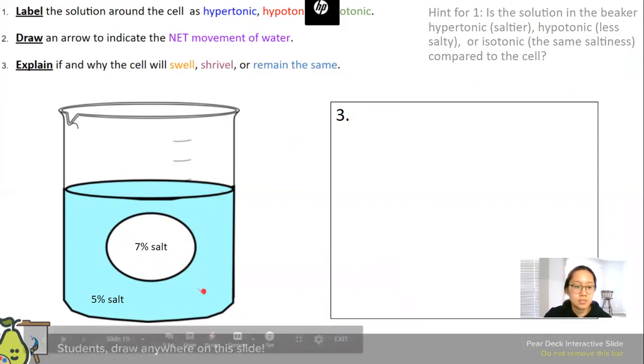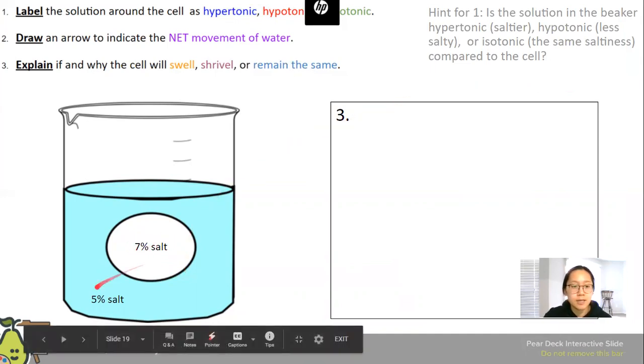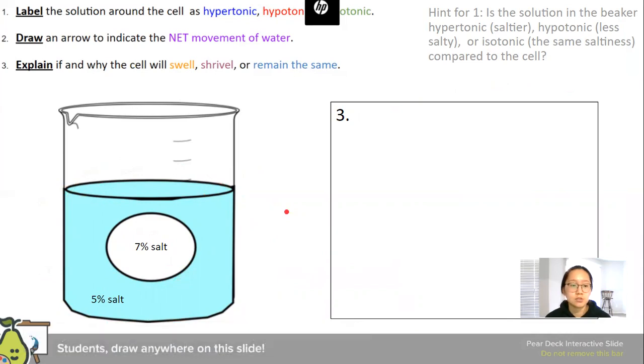So you're going to look at the numbers here for 7% salt in the cell and 5% salt outside of the cell in the solution. So we're talking about this blue solution on the outside. Okay, so you're going to pause and go ahead and do that inside of your Pear Deck. I will be checking these answers.